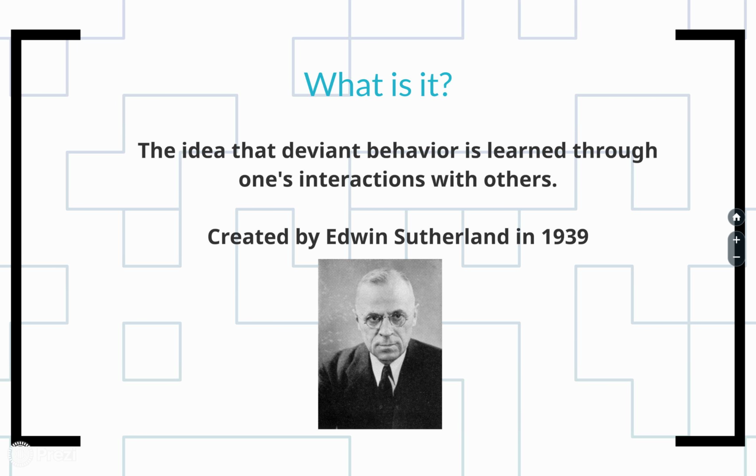So in this video, I'm going to be talking about the social learning theory. It was created by Edwin Sutherland in 1939, and it is the idea that deviant behavior is learned through one's interactions with others. It was proposed around the same time that Merton proposed the strain theory.